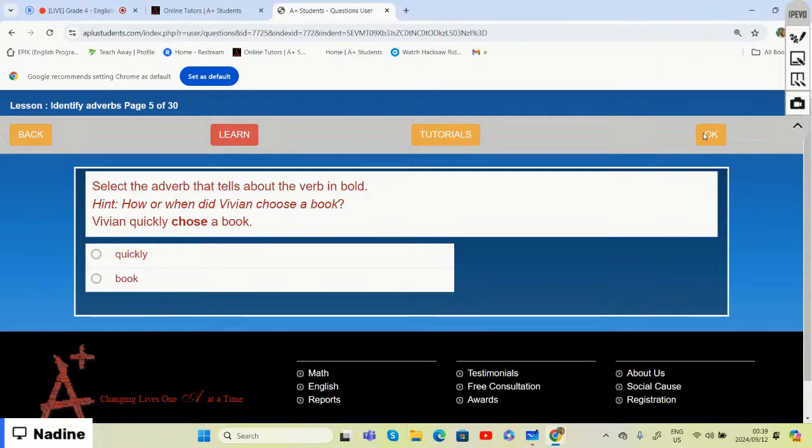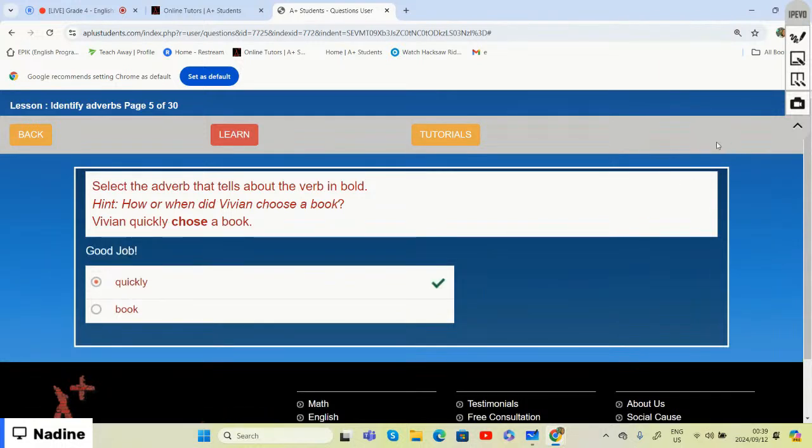Yes, and if we were to say how Vivian chose a book, then we can say she quickly chose a book. Option one, well done. Quickly is correct.